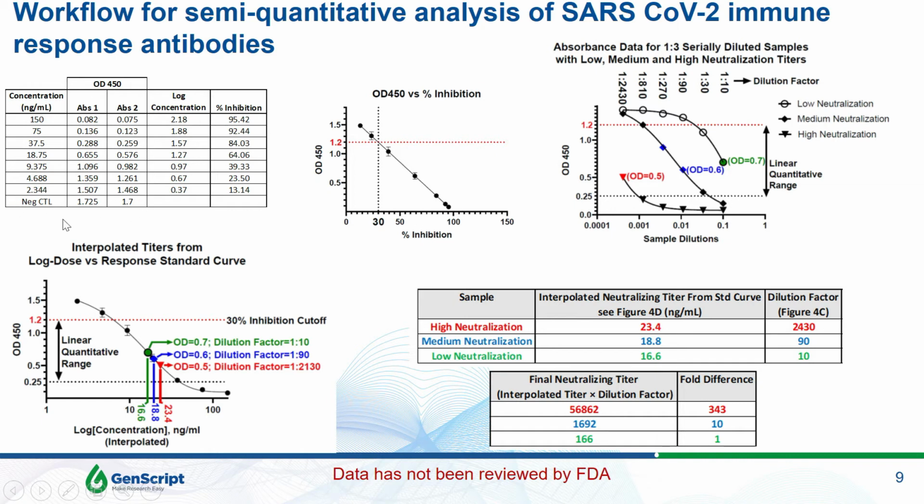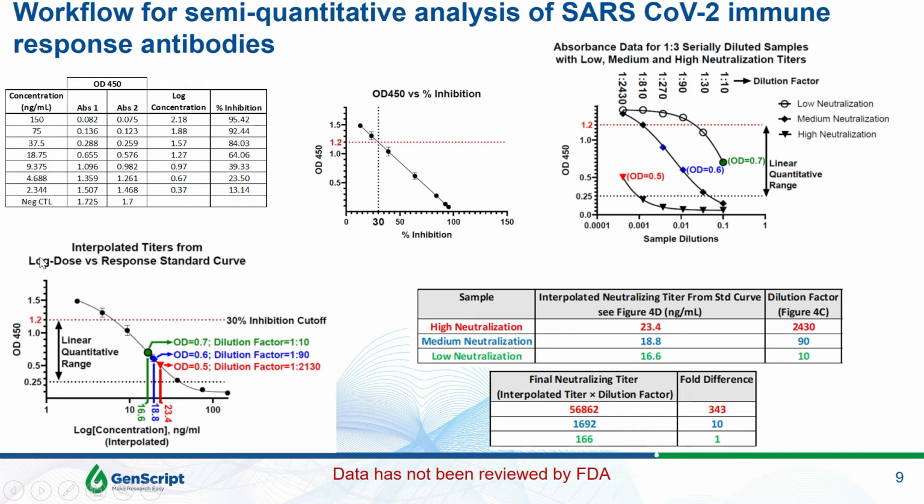So we have a monoclonal neutralizing antibody that can be used as a standard with this assay that can be diluted. So we generate a standard curve from 150 nanograms per mil down to 2.34, measuring the OD values of that monoclonal neutralizing antibody, and then converting that to a percent inhibition. If we plot the average OD value versus percent inhibition, so on this graph here, we can determine the OD at which we get a 30% inhibition. That's our cutoff for delineating between positive and negative samples. So we need to know where that cutoff is in terms of OD values.